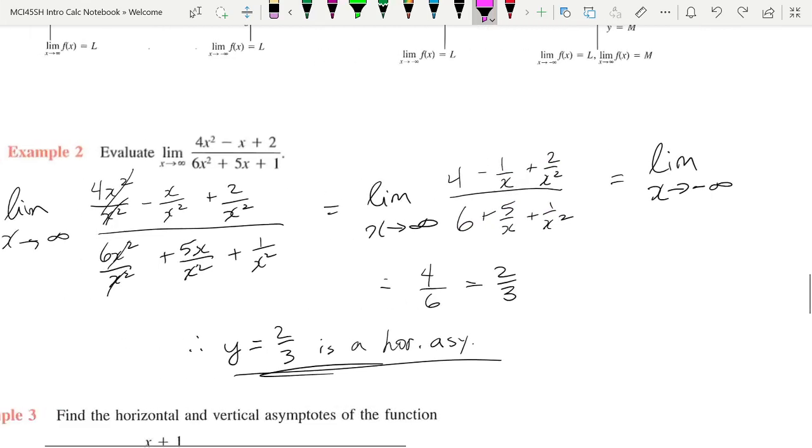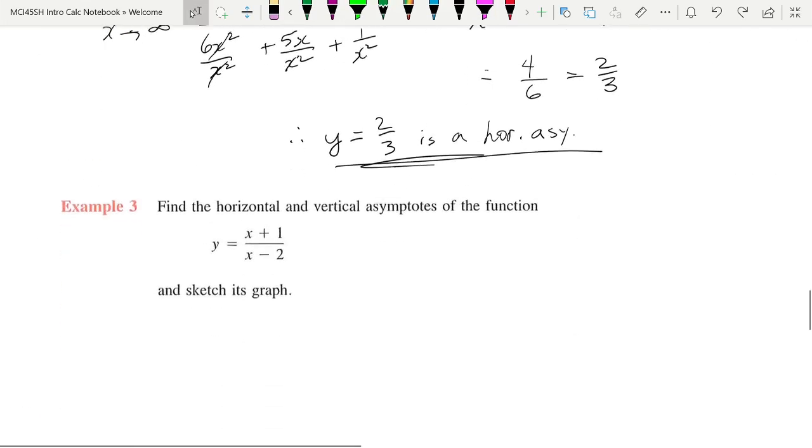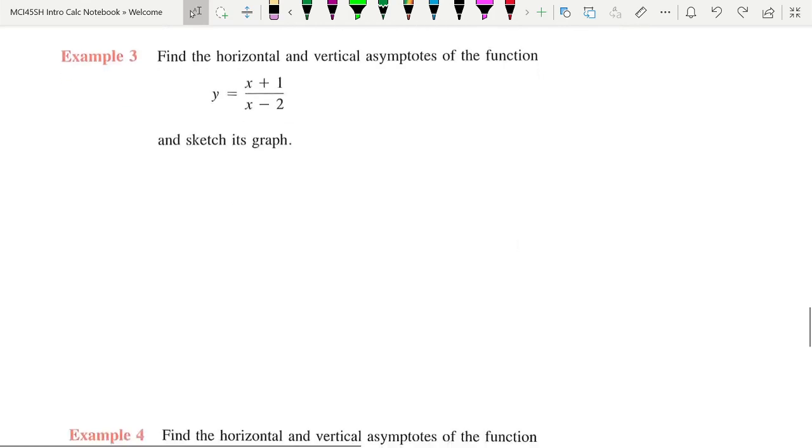Couple more. If I run out of time, I'm going to keep going. Those of you who have to run off to music, you can just watch the last few minutes of the video, because I think I've got a couple more examples that I have to finish here.